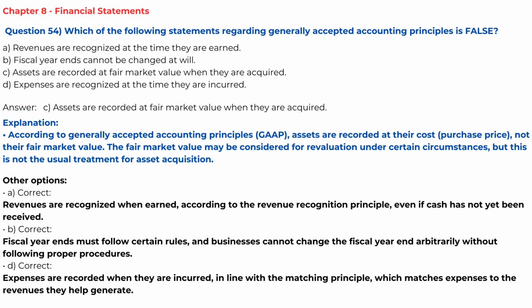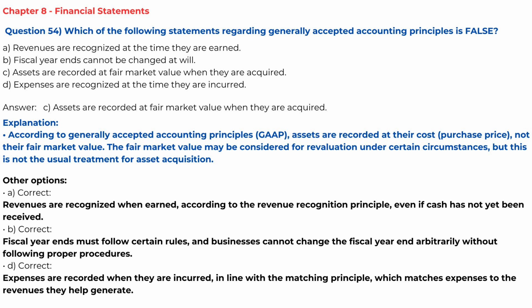Question 54. Which of the following statements regarding generally accepted accounting principles is false? Answer: C. Assets are recorded at fair market value when they are acquired. This is a false statement. Explanation: according to generally accepted accounting principles, GAAP, assets are recorded at their cost, purchase price, not their fair market value. The fair market value may be considered for revaluation under certain circumstances, but this is not the usual treatment for asset acquisition.